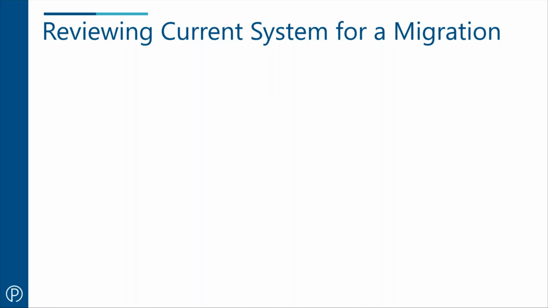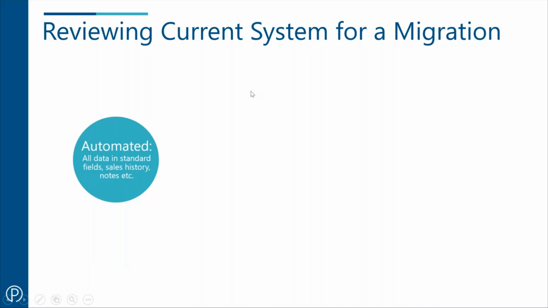So that brings us on to how we go about reviewing your current version 6 system in preparation for a migration to Prospect 365. As I was mentioning, there are some things that are automated. All the data that you currently have stored in our standard fields, so customer data, all of your customers, all of the sales history, all of the contacts and all of that standard categorization of those contacts will migrate during the actual migration process.